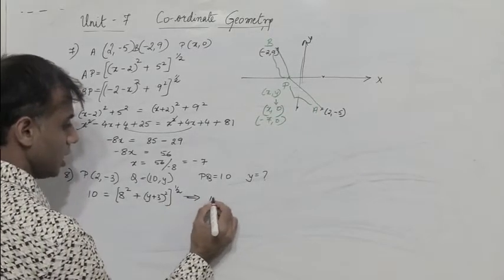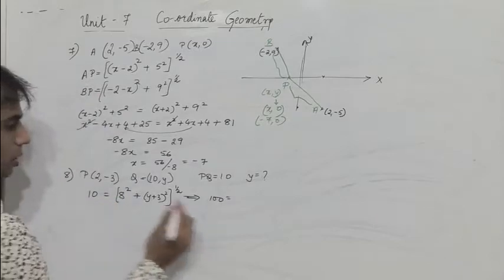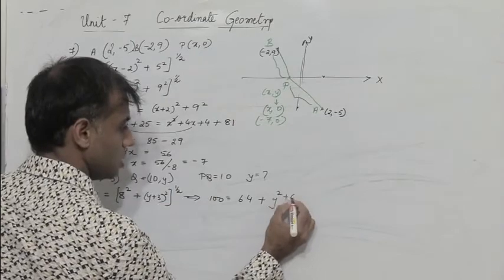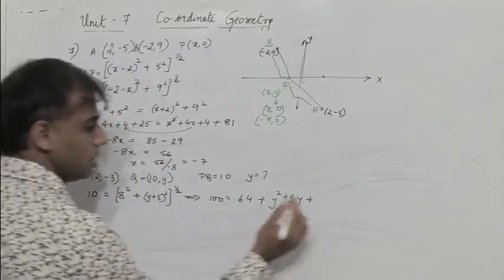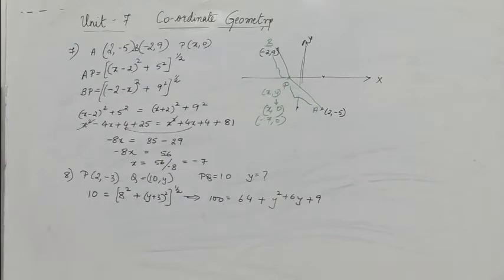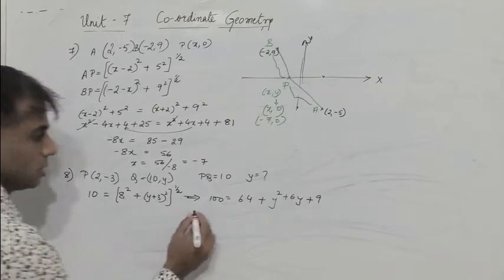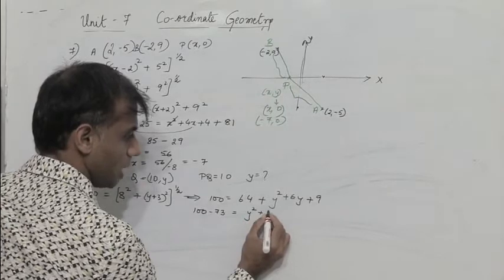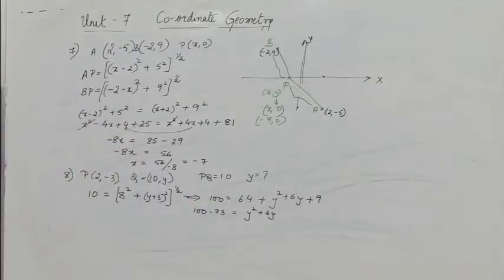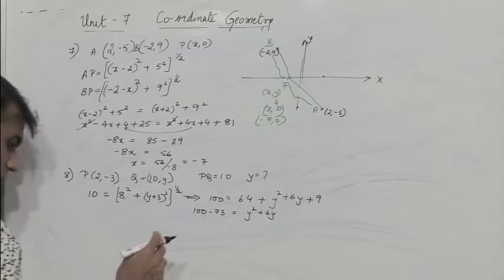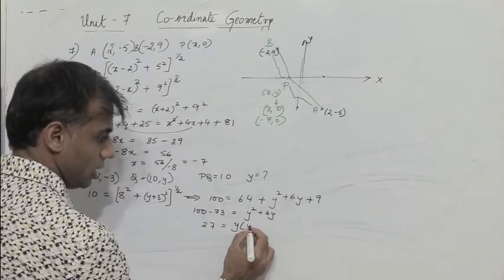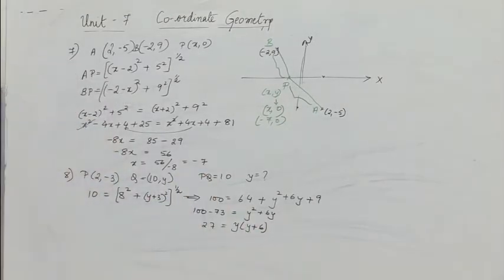So this gives us 100 equals 8 square, which is 64, plus the square of this, y square plus 6y plus 3 square, which is 9. Now 64 plus 9 is 73. So I have 100 minus 73 equals y square plus 6y. This gives me the value 27 equals, can I take y common? Yes, y into (y plus 6).